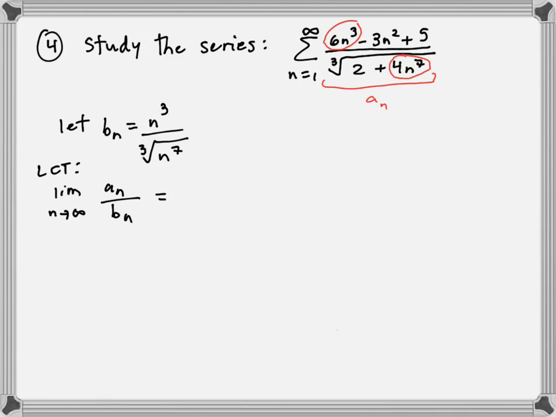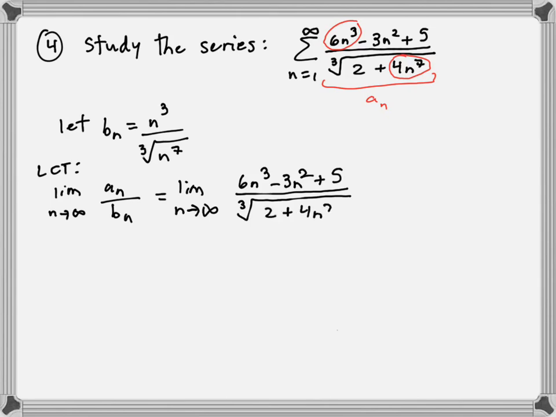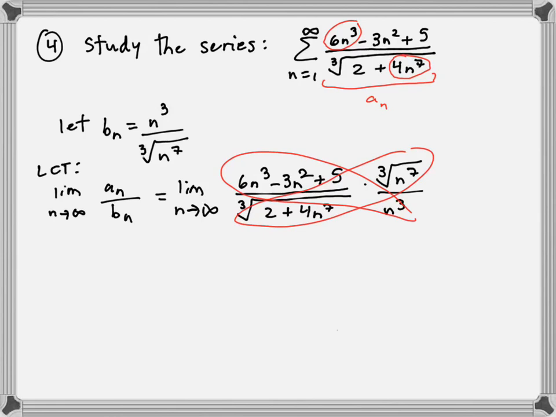Now, when you do a complicated limit like this, I'm going to show you something. So start by writing an over bn. Here's an. And then bn is this, right? I divided, so I multiplied by the reciprocal. But here's the trick. If you notice, these two are compatible with each other, right? Because they've both got cube roots and stuff. So what I'm going to actually do is rewrite my limit this way.